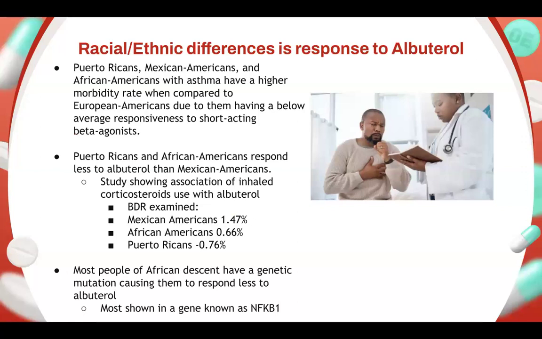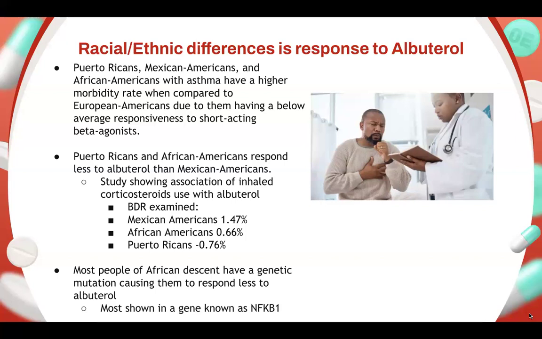There are a few racial and ethnic differences in response to albuterol. Here there's a research done with Americans, and in it, the study showed that Puerto Ricans, Mexican Americans, and African Americans who have asthma will show a higher morbidity rate when compared to European Americans due to them having a below average responsiveness to short-acting beta agonists like albuterol.